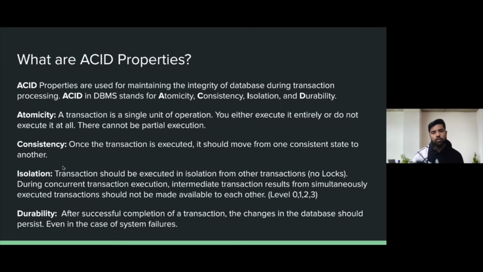Isolation. A transaction should be executed in isolation from other transactions, no lock. During concurrent execution, intermediate transaction units from simultaneously executed transactions should not be available to each other. It's the same example that I was giving you. I was trying to transfer money from my internet banking to my friend's account, whereas my brother was trying to get money from the ATM.